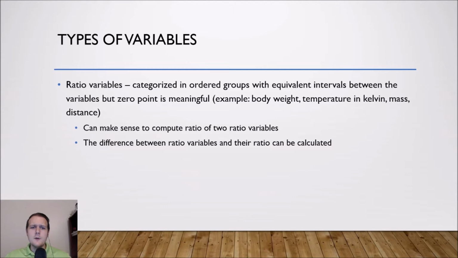Now going into the ratio variables, this is where the 0 point is meaningful, and we call them ratio variables because you can do ratios on them, right? So as an example, blood pressure, right? You can have 0 pressure, and so you can do things like compute ratios between the two. You can look at the differences between the values and all of that. So again, body weight, mass, distance, blood pressure, and temperature in Kelvin, all those are really good examples of ratio variables. And again, it's important to know the difference because you'll be able to make different interpretations. In terms of calculations, this will be a little bit more robust because you can do things like ratios. I can divide one by another.